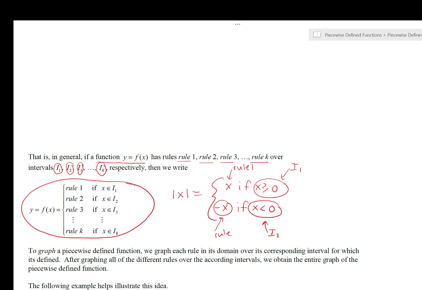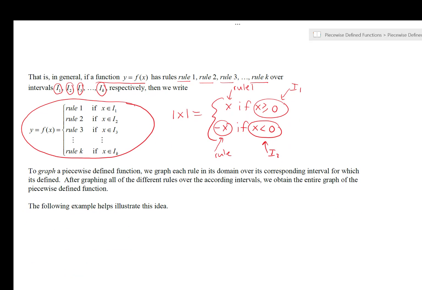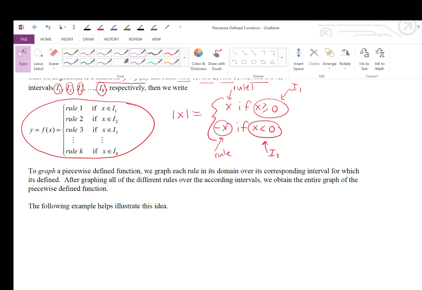So when we graph such functions, we've got to graph each of these rules over the specified domain for which it's given in the rule. Let's look at an example to help us understand this even more. Let's pick blue.